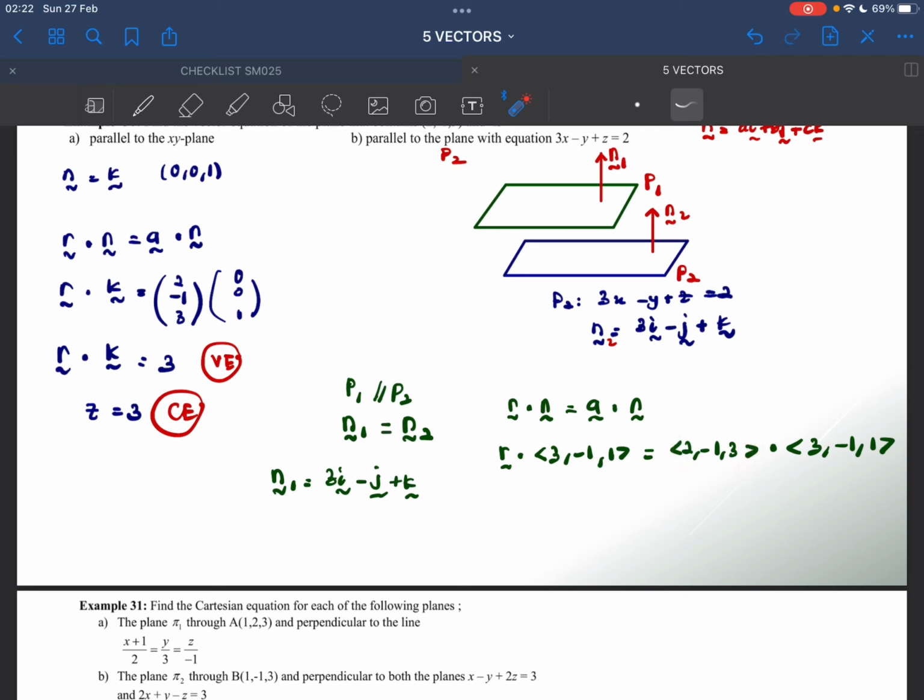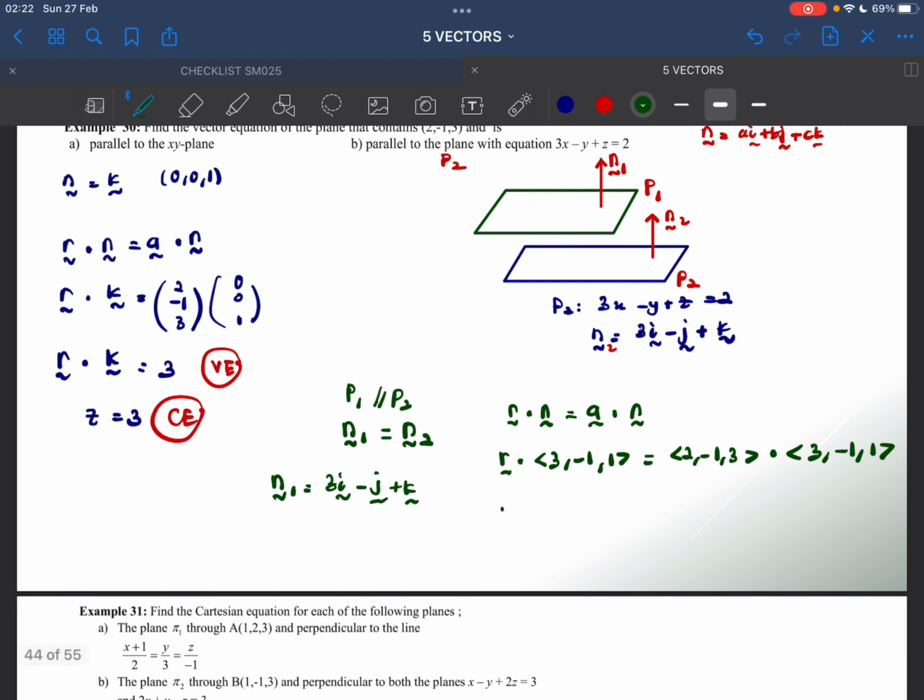Okay, so now let's just put this as the vector equation. So we have r dot 3i minus j plus k, and the dot product on the right hand side will be 6 plus 1 plus 3, and that's going to be 10. So we have r dot 3i minus j plus k equals 10. So that is your vector equation.